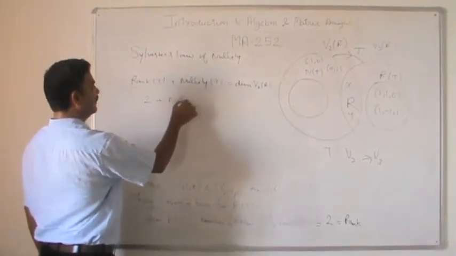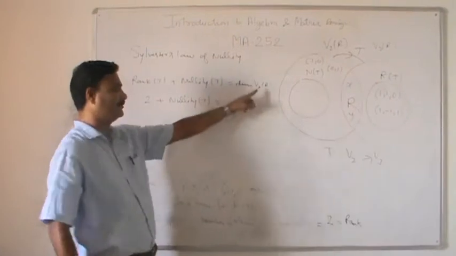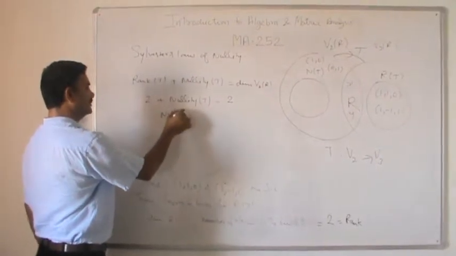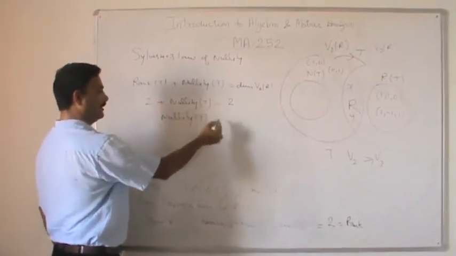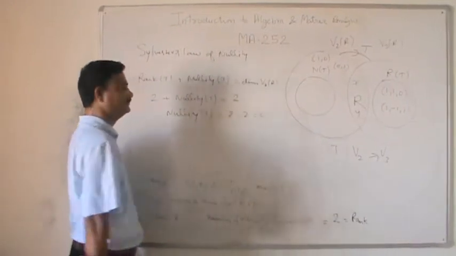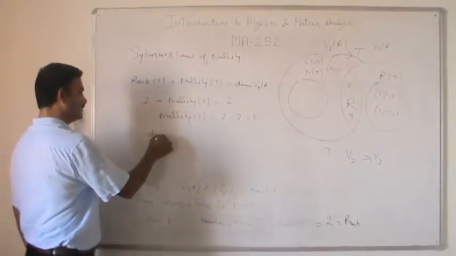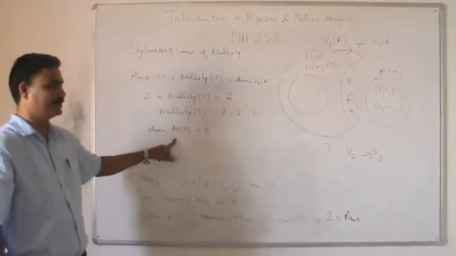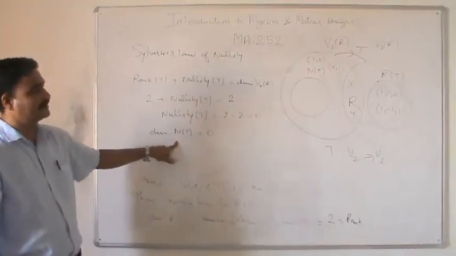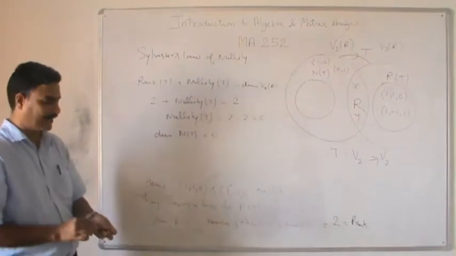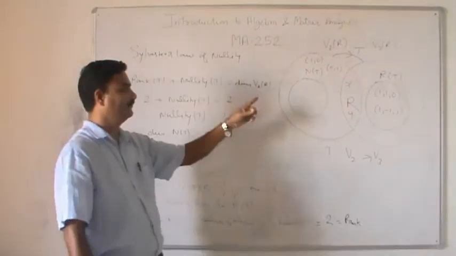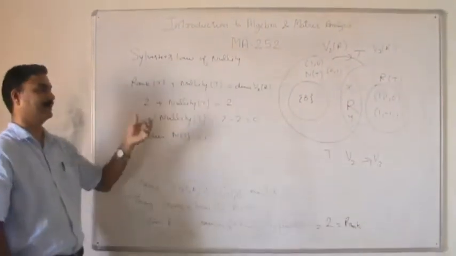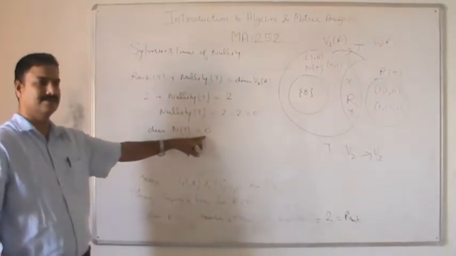And the dimension of V2(R) is already given in the question, it is two dimensional, so we replace it by 2. And with the help of Sylvester's law of nullity, finally we get nullity 2 minus 2, which is 0. So the dimension of null space Nt is equal to 0. And this shows that the null space of our V2(R) is clearly a zero subspace of V2(R), because the dimension of Nt is 0.